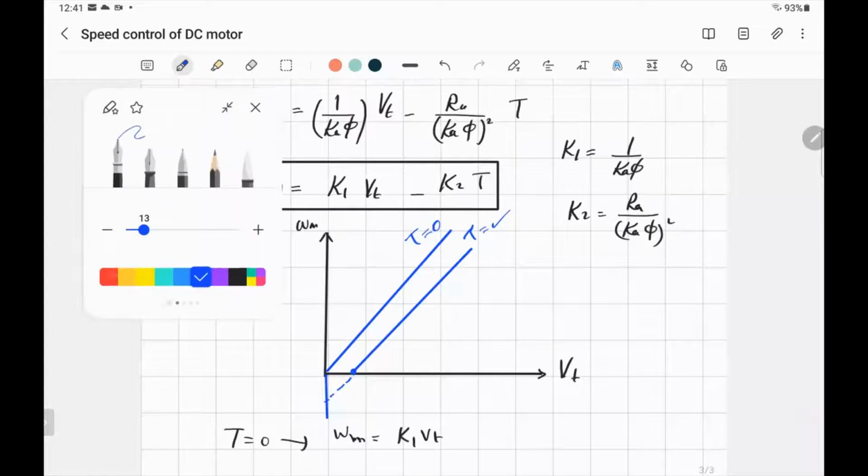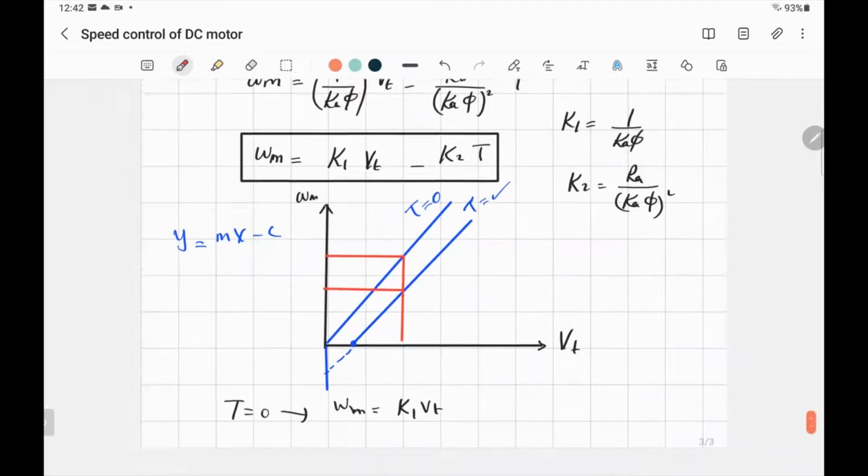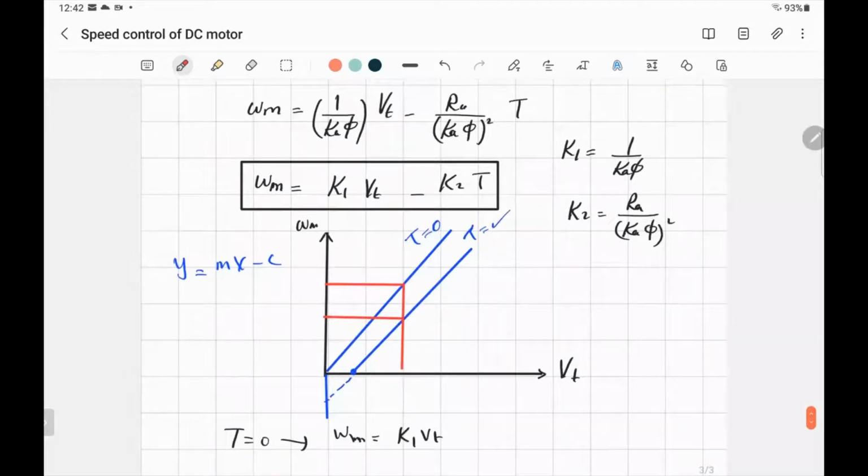Obviously, if you go to a certain voltage here and you are not loading the motor, you get a higher speed than when the motor is loaded, which makes sense. If you have a blender and it doesn't have anything in it, the speed is high. If you load it, the speed will get low. So that's the way to change the speed of the motor by changing the voltage.